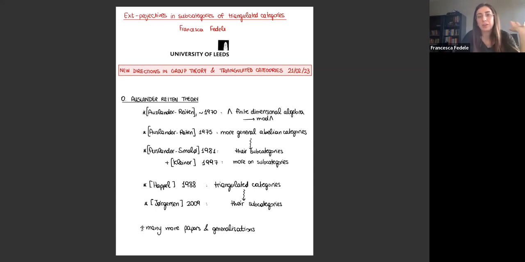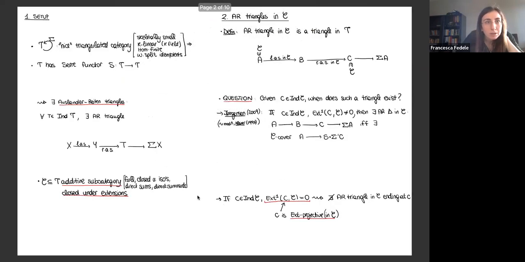Auslander-Reiten theory has actually been extended by many more people and in more generalizations. For example, I've also studied Auslander-Reiten theory in higher homological algebra, but it's not the focus of today's talk.